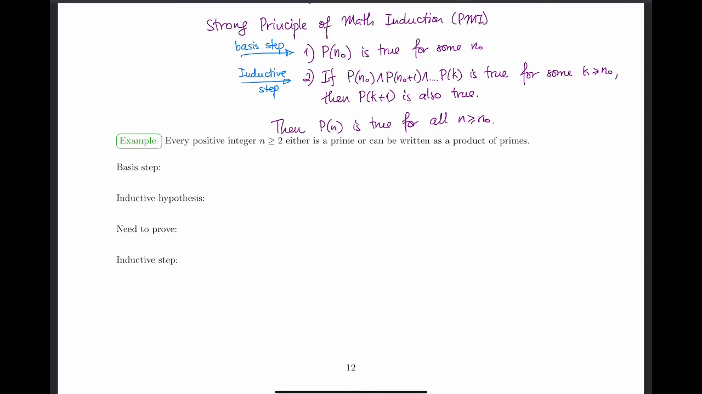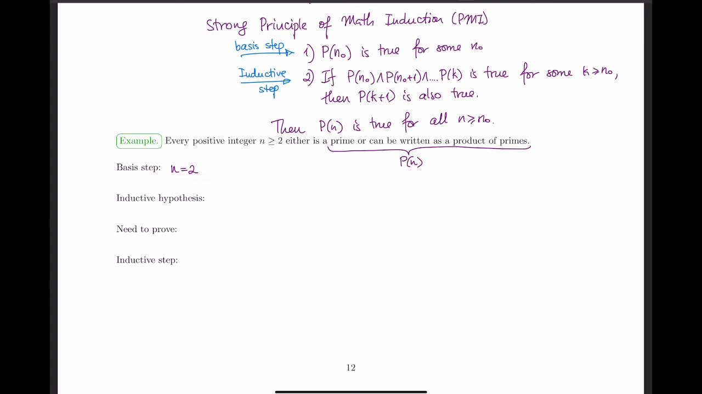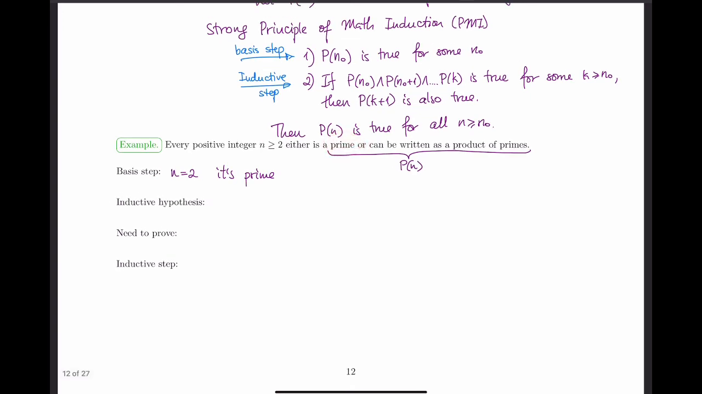So here is my example. Every positive integer greater or equal than 2, so it could be 2, is either a prime or can be written as a product of primes. Remember that a prime is a number that is divisible only by 1 and itself. So my property here is that any number is either a prime or can be written as a product of primes. And my base case is going to be n equals 2, as given to us here. So if n is 2, is it the case that this number is prime or can be written as a product of primes? Well, this number in particular, it's prime. So since this is one of the allowable options, my P sub 2 is true, and my base case checks out.